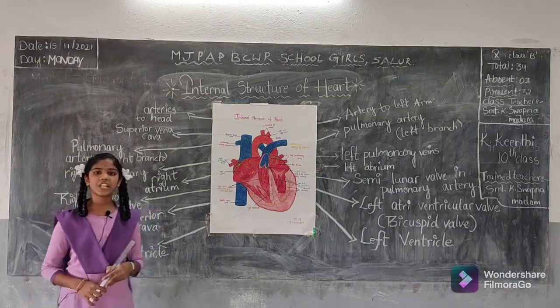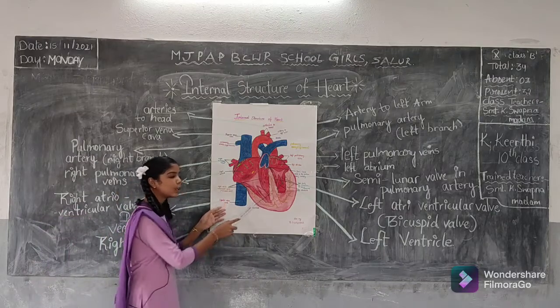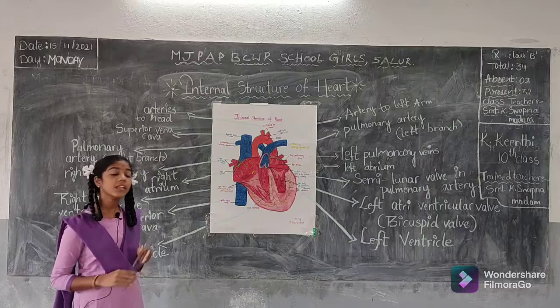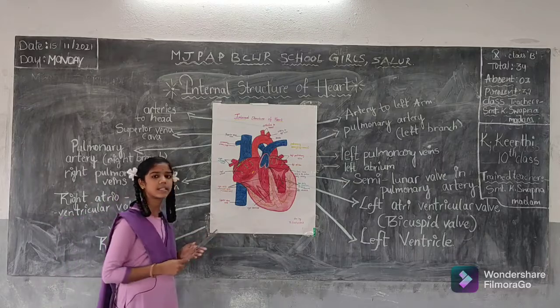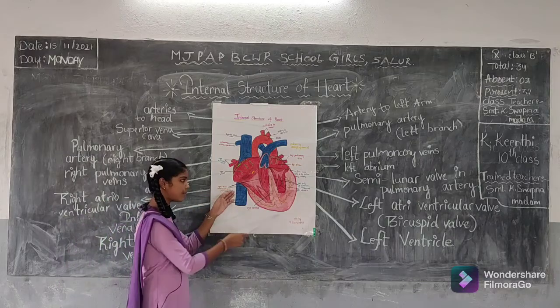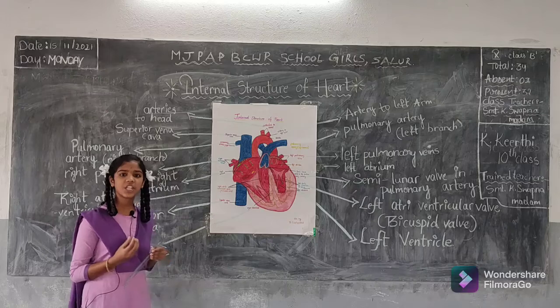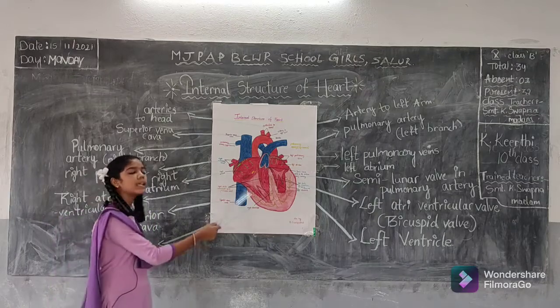Now let me explain the structure of the heart. The heart is covered by two membranes called pericardial membranes. The fluid between the two pericardial membranes protects the heart from shocks. Next, the heart is made up of cardiac muscle. The cardiac muscle gives sufficient pressure to the heart for pumping the blood.